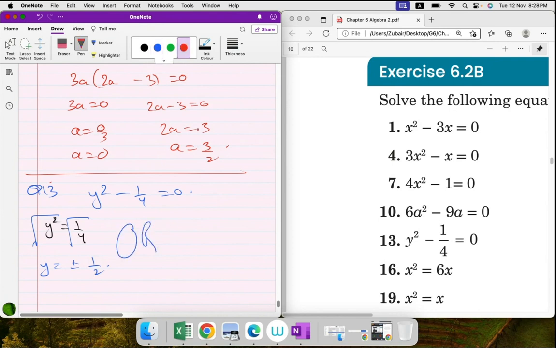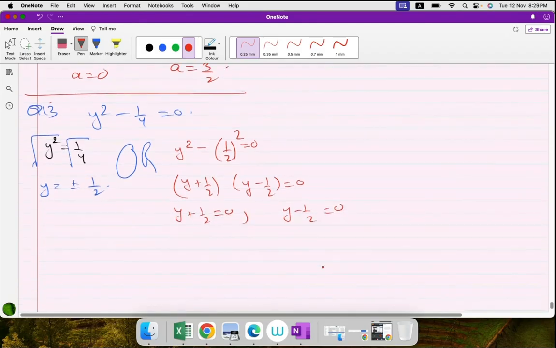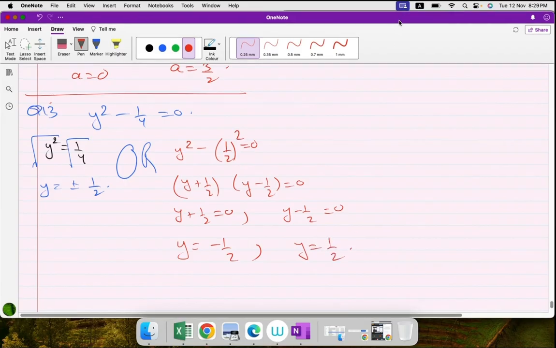Second method: a square minus b square, a plus b into a minus b is equal to 0. y plus 1 by 2 equal to 0, second factor equal to 0. y is equal to negative 1 by 2 and y is equal to positive 1 by 2.